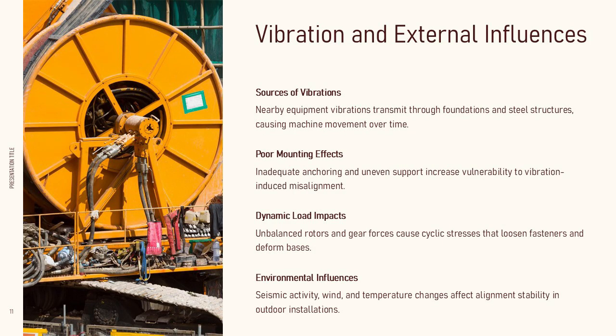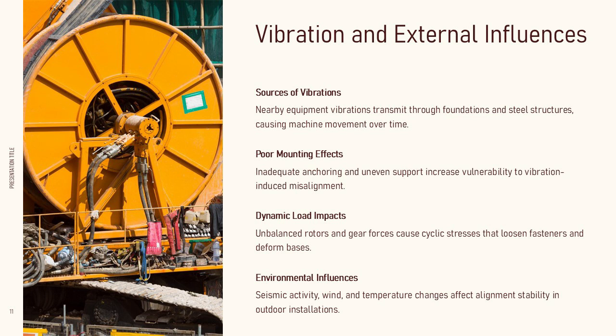External vibration and environmental influences can both cause and worsen machine misalignment. Nearby operating equipment may transmit vibration through shared foundations or structural steel, leading to gradual movement of machines. Poor mounting practices, such as inadequate anchoring or uneven support, increase susceptibility to vibration-induced misalignment. Dynamic loads from unbalanced rotors, belt drives, or gear mesh forces can also introduce cyclic stresses that affect alignment.